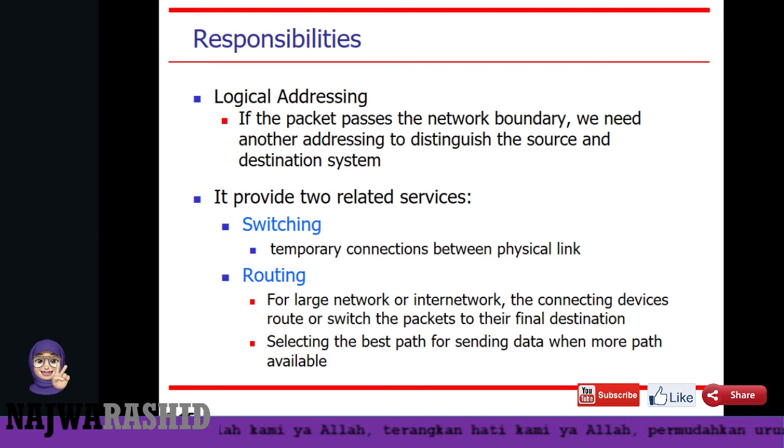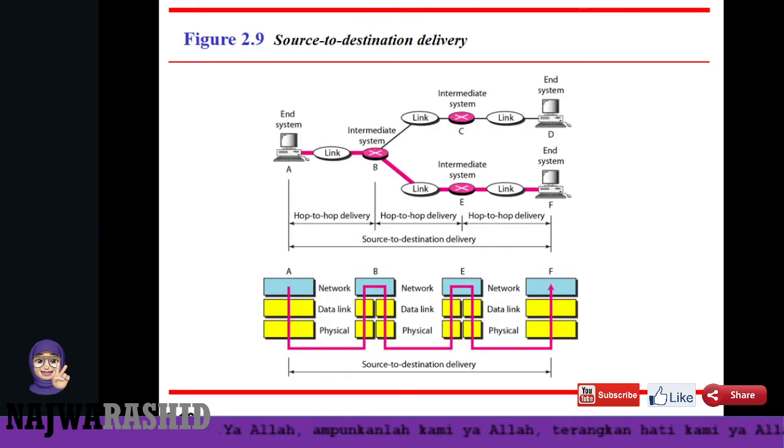So it's responsible for the logical addressing, and it provides two services which are switching and routing. This one is on how to identify which network a packet should go to. Source to destination delivery means, okay, E wants to send to F, so from E to F. Hop to hop, from one device to another device, until it meets the last device that they want. From source to destination, that means E wants to send data to F.